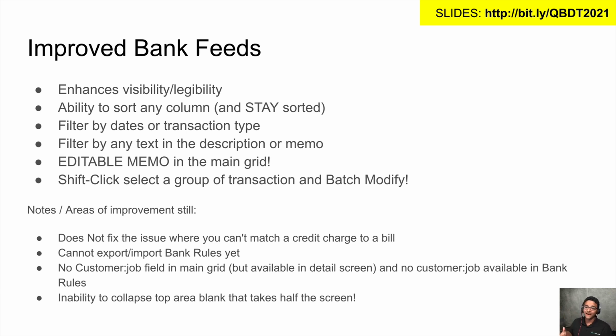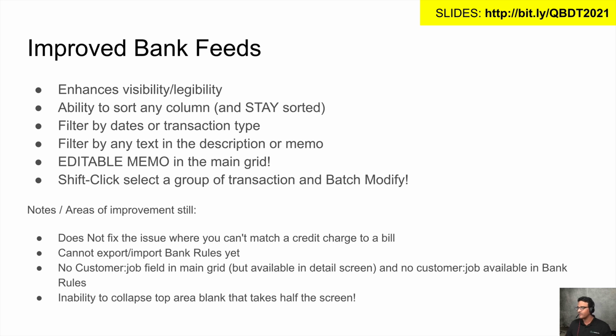What I like about the new improved bank feeds is it does enhance the visibility and legibility of the transactions. You can sort all the columns, and they stay sorted. If you're an experienced QuickBooks Desktop user, you know that in previous bank feeds, you sort it, and then you have to cross your fingers and hope that it stays sorted, because at any point in time, QuickBooks can decide to resort that list, and that was very frustrating in the bank feeds world. For a very long time, since 2014, QuickBooks Desktop Bank Feeds has been broken like that. We've been making do with this broken feature for 6 years.